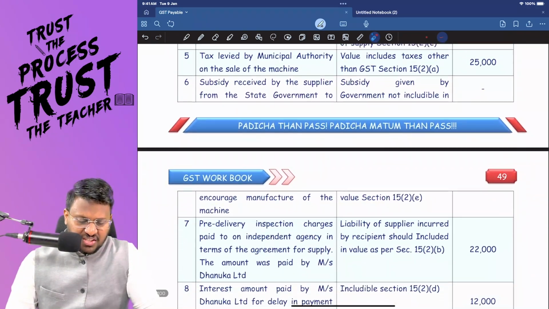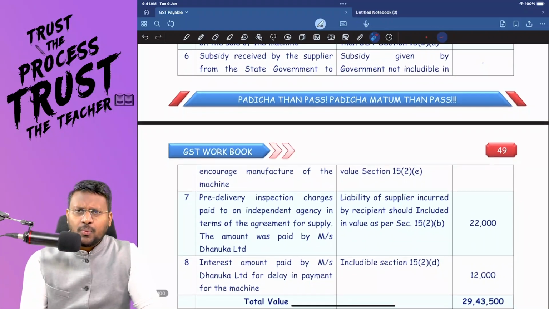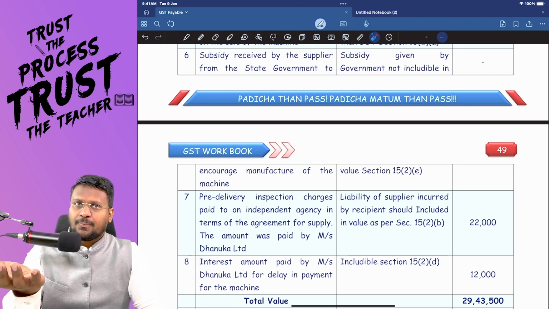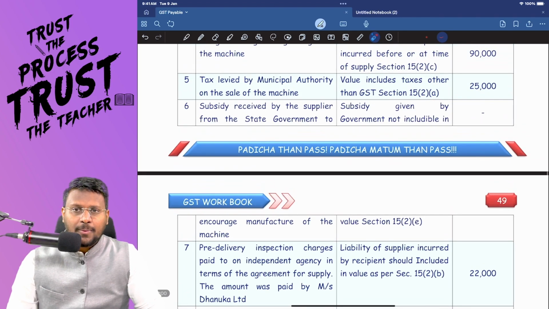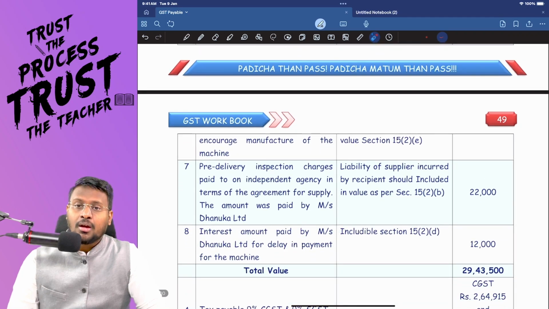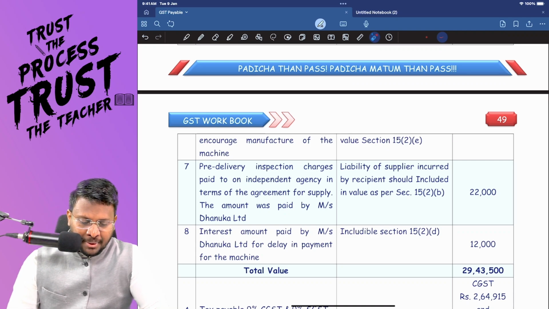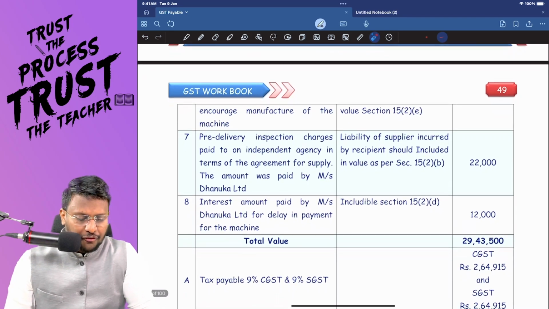Subsidy received by supplier from state government to encourage manufacture of the machine. Subsidy given by government will not be included in the value. If we included it, the value of supply would increase, right? Again, we would have to pay GST on that to the government itself. So consideration excludes government subsidy. Hence, we are not supposed to include that in the value of supply. But if the subsidy has been given by any person other than government, that should be included in the value of supply.